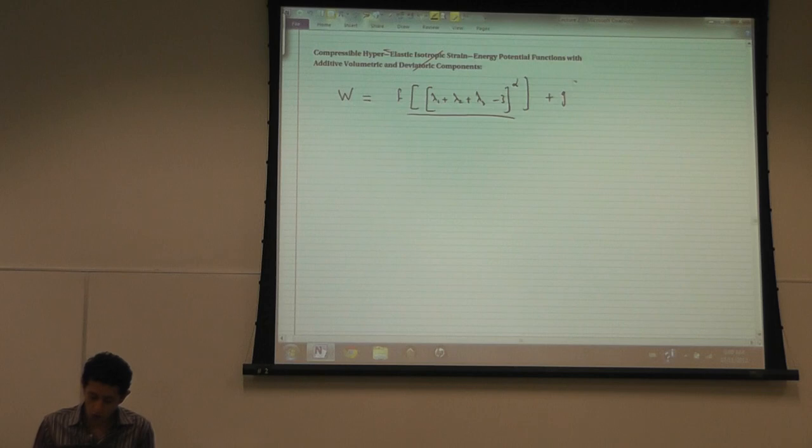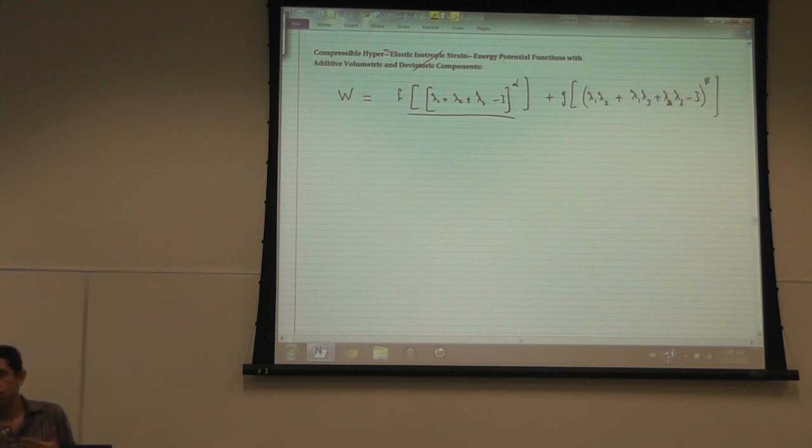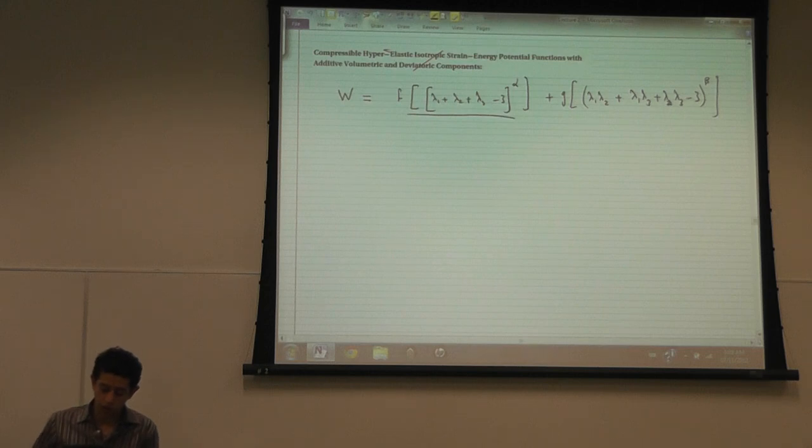Another function could be in the change of area in each direction. Lambda 1, lambda 2 gives me the change in area perpendicular to the third stretch. Lambda 1, lambda 3 gives me the change in area perpendicular to the second stretch, plus lambda 2, lambda 3. Again, minus 3, so that the minimum would be when all these are equal to 1, and raise it to a power beta, for example, or add different terms to make it a nonlinear material.